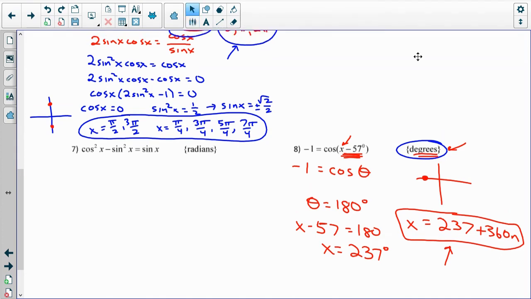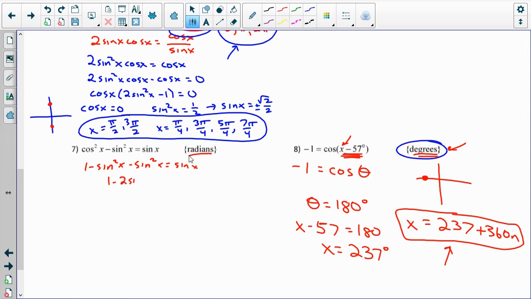Problem 7, we're going to do the same type of thing, except we're going to be dealing with radians. I'm going to convert this cosine squared into 1 minus sine squared. And then I have 1 minus 2 sine squared equals sine. I'll get everything on the right side of the equal sign. So I have 2 sine squared x plus sine x minus 1.